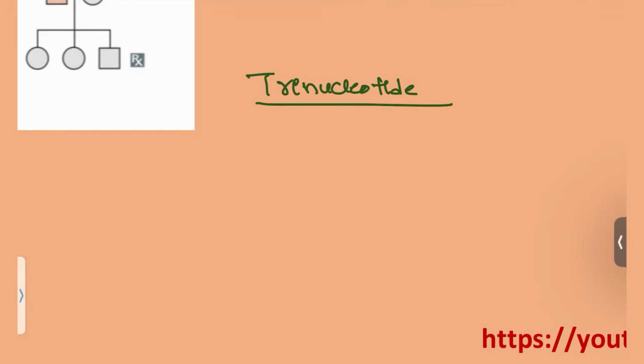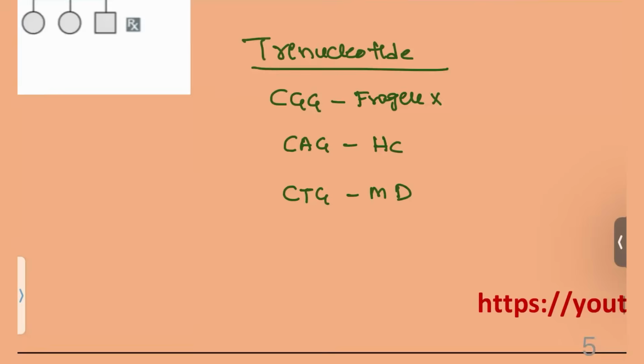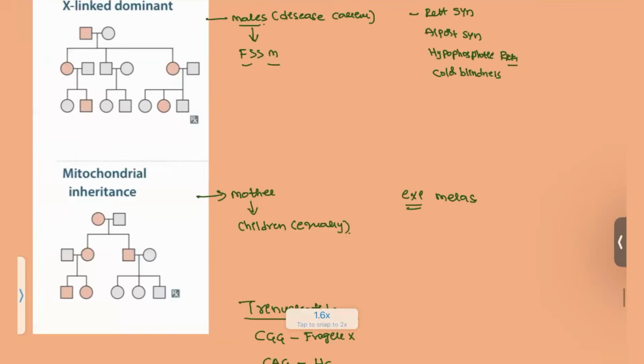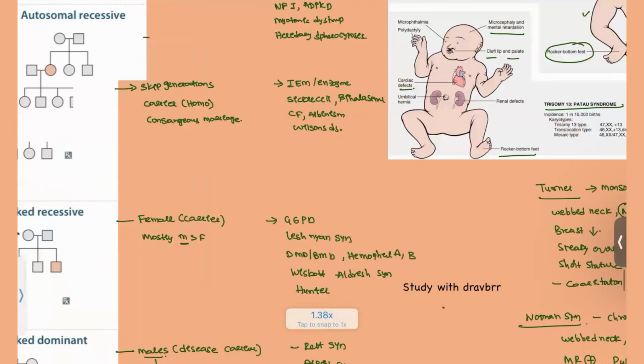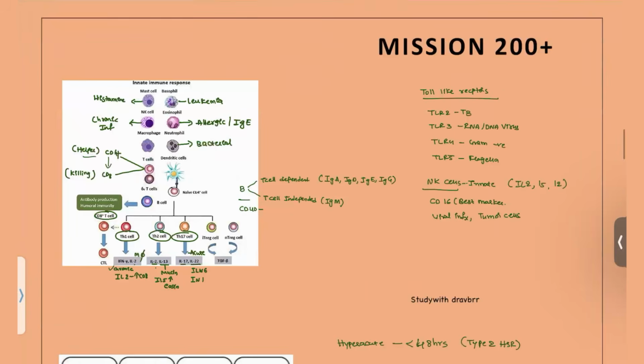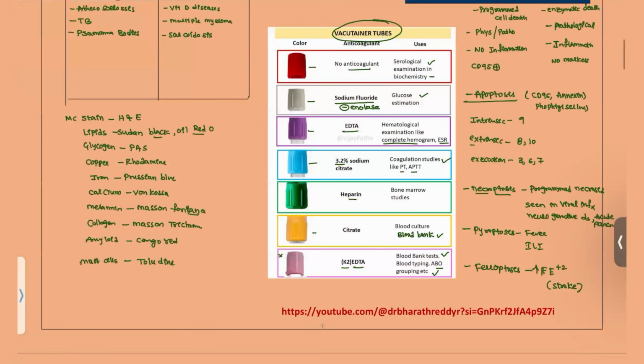Next, trinucleotide repeats. In this, you have to remember CGG is for Fragile X syndrome. CAG is for Huntington's chorea, and CTG is myotonic dystrophy, and GAA is for Friedreich's ataxia. So at least these topics you have to revise and read before going to the examination, and all these are very important, and systemic pathology will be included in medicine.